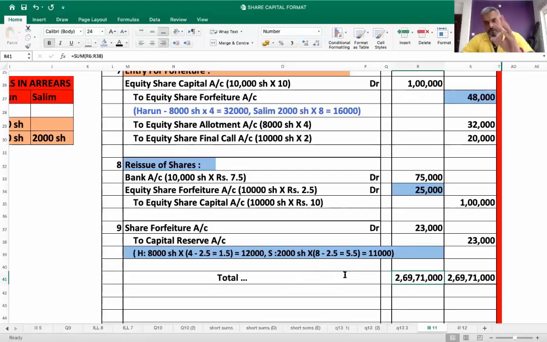2,69,71,000. ये अमाउंट का कोई इंपॉर्टेंस नहीं है, ये अमाउंट सिर्फ उसके लिए हम टोटल करें because your debit should be equal to credit. That's the only significance. So looking at this number, you can't conclude anything, but telling of debit is equal to credit means you have given debit effect is equal to credit effect. Arithmetically, effects are correct.